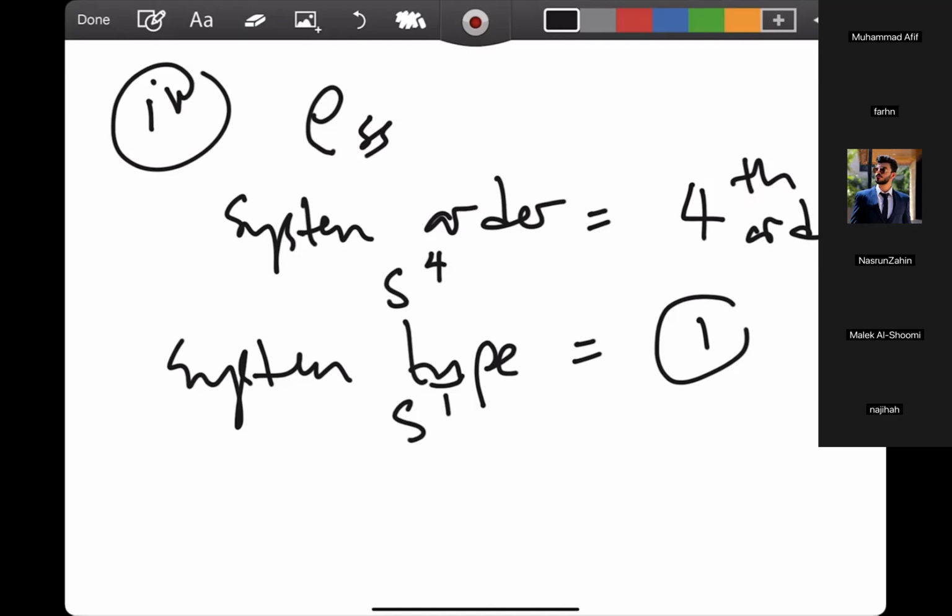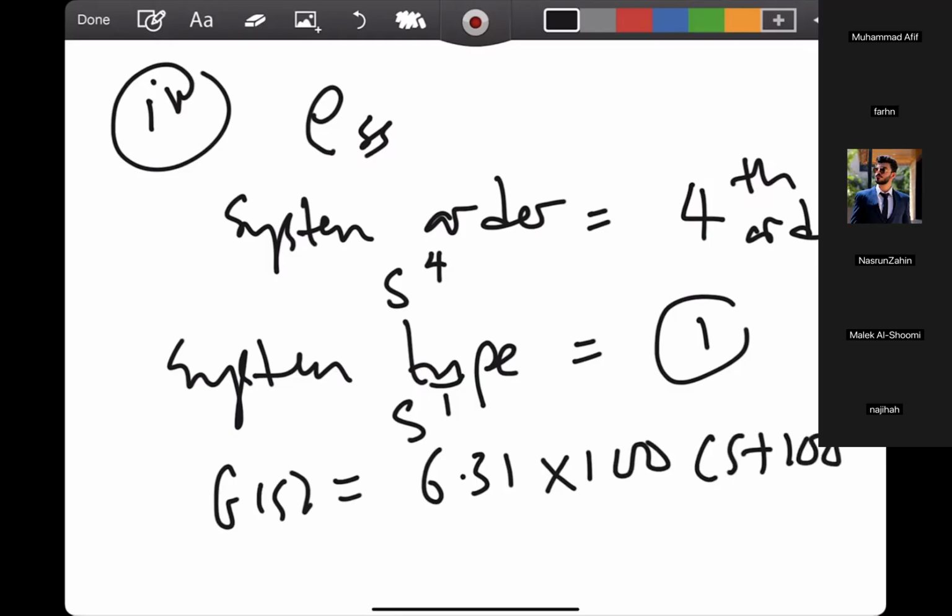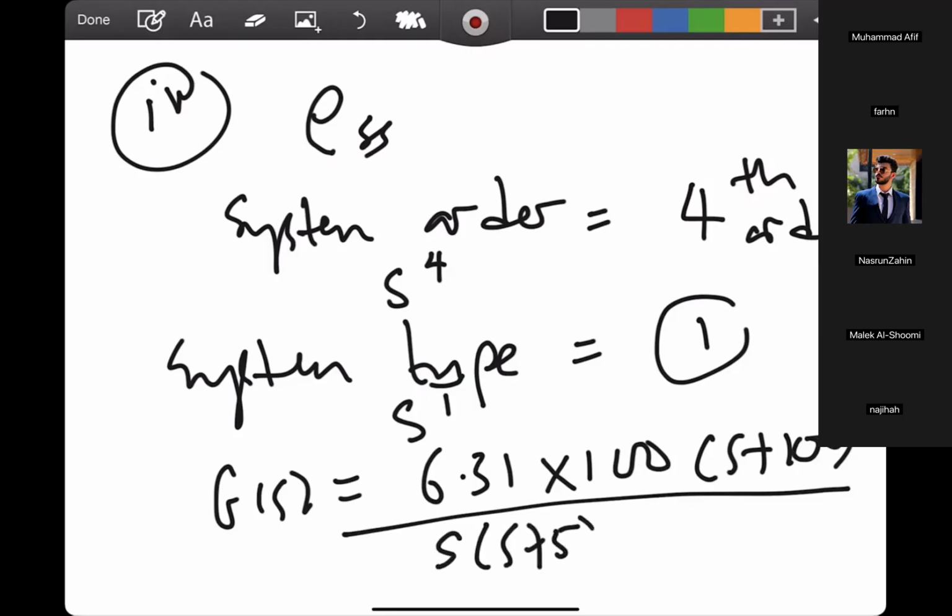So, kita tulislah GS tu. 6.31 multiply 100, S plus 100 divide by 100, S plus 5, S plus 10, S plus 500. Kan?